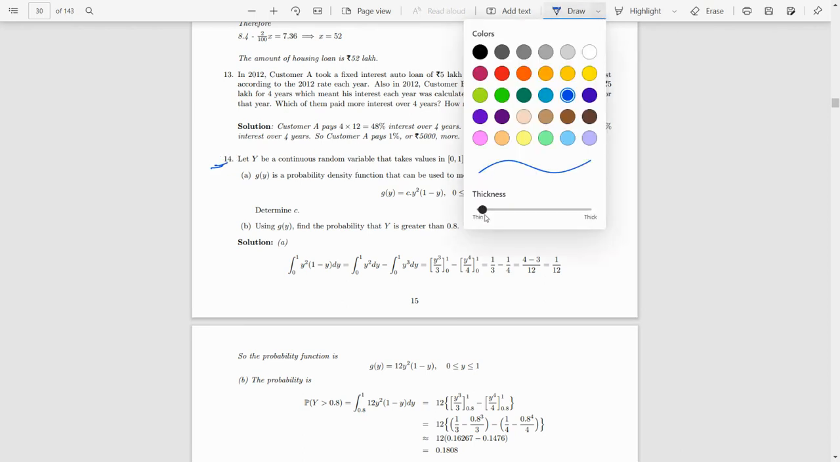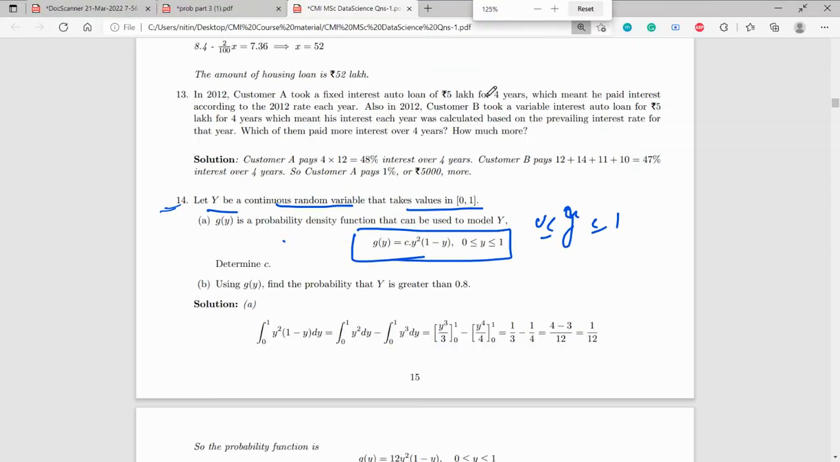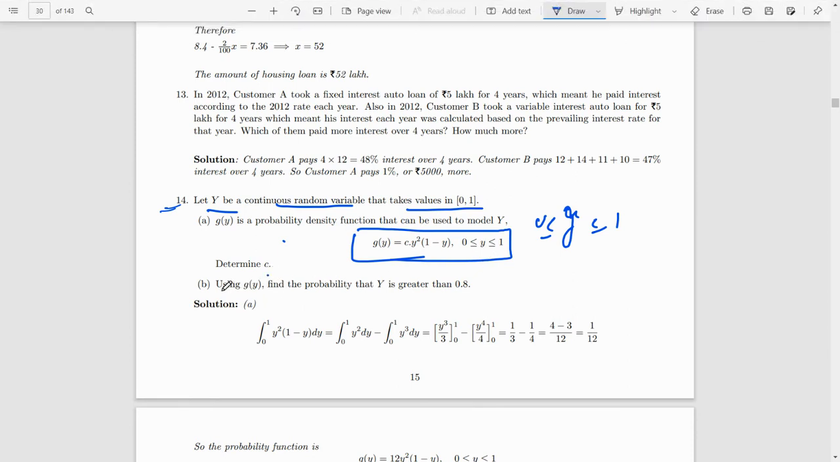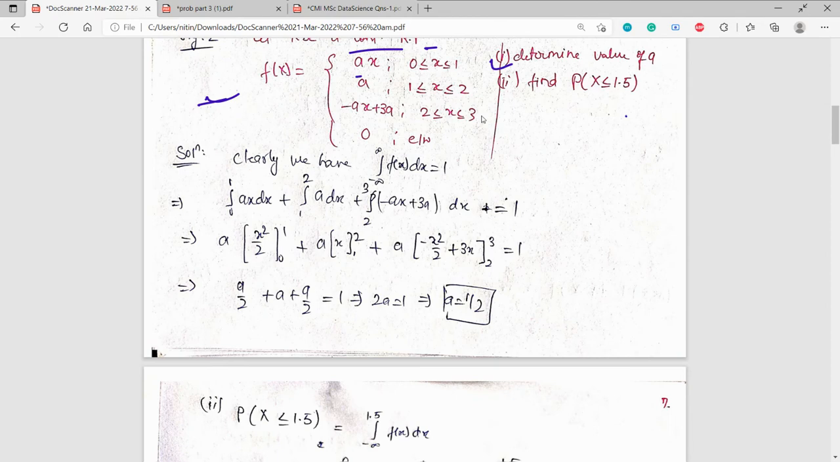It's saying that y is a continuous random variable that takes values between 0 and 1. So obviously the small y is greater than or equal to 0, less than or equal to 1. And you have some distribution function given: gy is equal to cy square, between 0 and 1. You need to determine c, and once you determine c, find the probability that y is greater than 0.8. Similar questions you can practice after the lecture. I have similar questions also, where fx is some complicated thing, defined in some different parts.